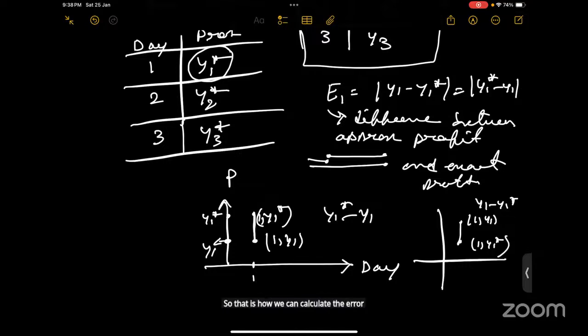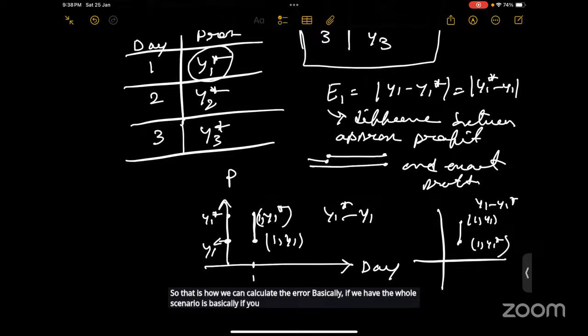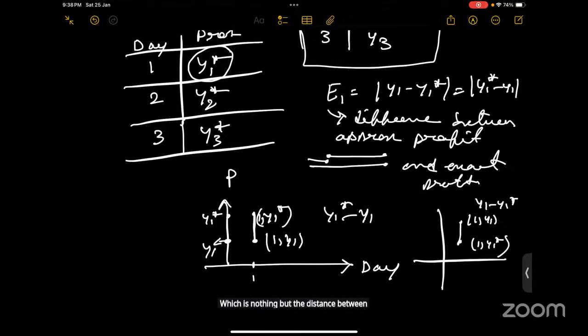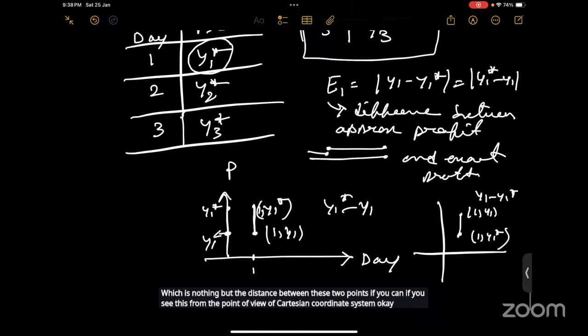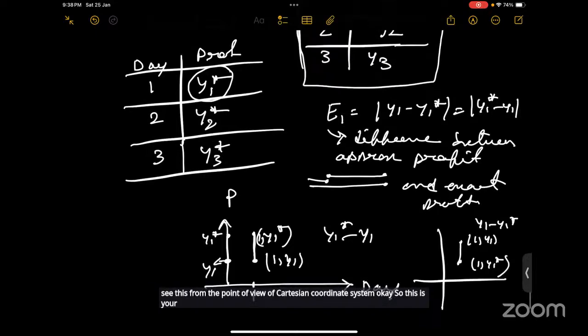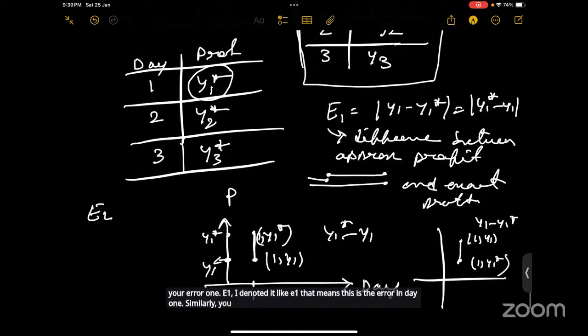So that is how we can calculate the error. Basically, if you have the approximate value for the data and the exact value, then you can calculate the error, which is nothing but the distance between these 2 points from the point of view of the Cartesian coordinate system. This is your error 1, E1, the error in day 1. Similarly, you can calculate error 2, error 3, and so on.